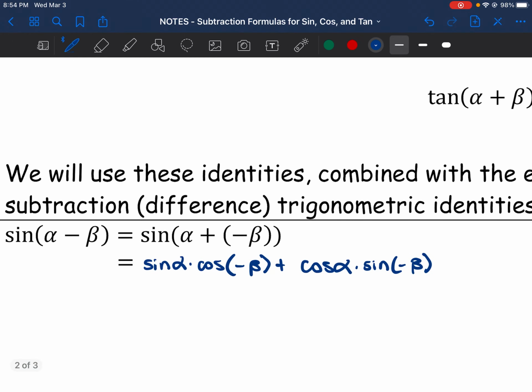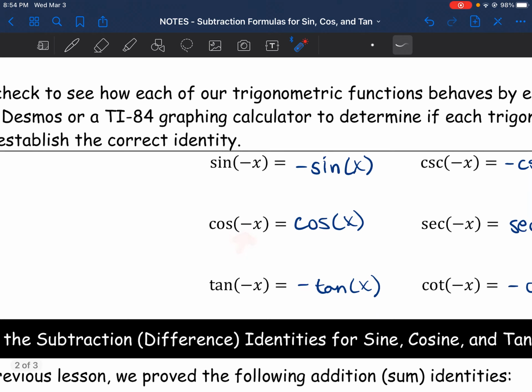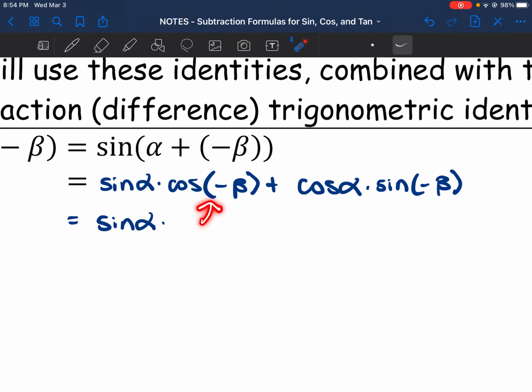Now let's use our even and odd identities here. So we have sine of alpha. Well, notice that cosine is an even function, and we know that if we plug in a negative input, for example here, cosine of negative x is just going to be equal to cosine of x. So what this really shows us is that the cosine of negative beta is really just equal to the cosine of beta.